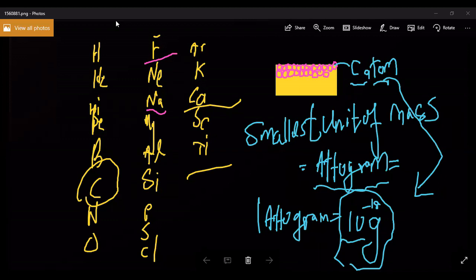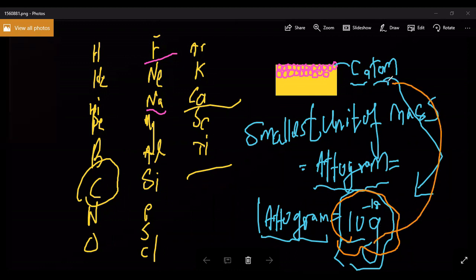What is that interesting thing? The smallest unit of mass is 10 to the power minus 18 gram, which is equal to 1 attogram. This attogram is the smallest unit of any object's mass. But an atom's mass is very much smaller than this unit. Let's talk about that again.